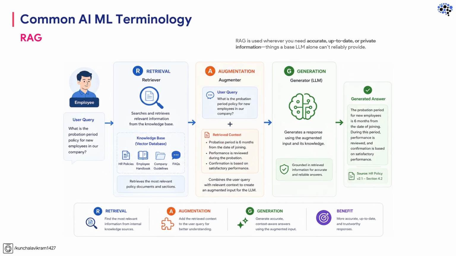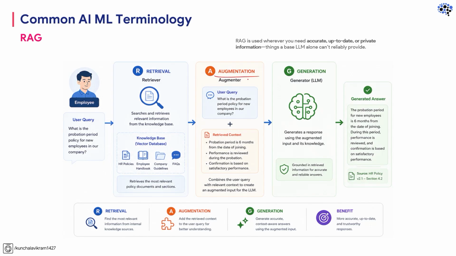Okay, so you can see it has retrieved: probation period is 6 months from date of joining, performance is reviewed during probation, confirmation is based on satisfactory performance. And these retrieved results or context are not from a single document. Probably this is coming from HR policies, this is coming from employee handbooks, and this is coming from some other document that outlines the company's guidelines, right?